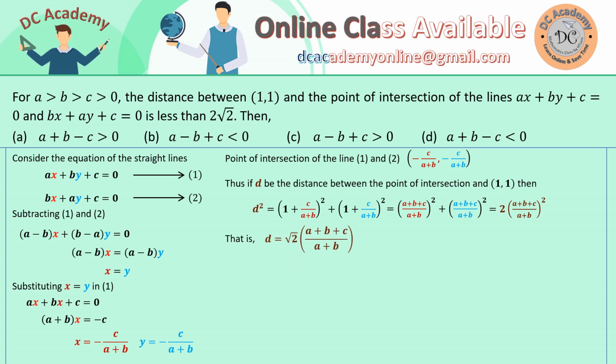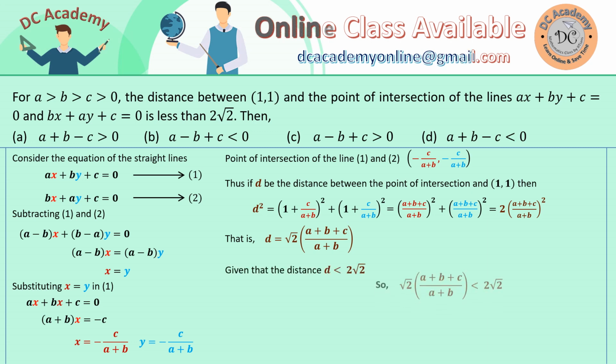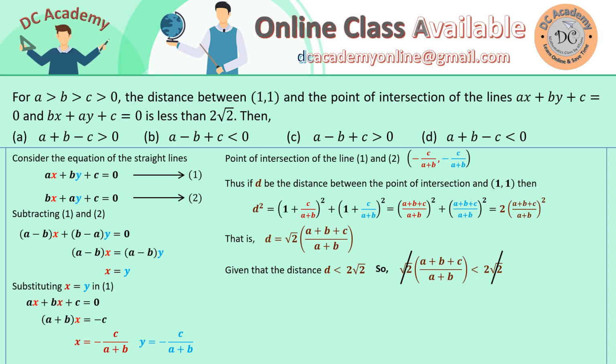Now d will obviously be root 2 times (a plus b plus c) divided by (a plus b), and we consider this positive because distance we assume as positive. That's obviously a valid assumption. Now here it says that d is less than 2 root 2, so that inequality holds. We see that root 2 cancels on both sides. If I multiply both sides by a plus b, we get that a plus b plus c, the sum of all three, is less than 2a plus 2b.